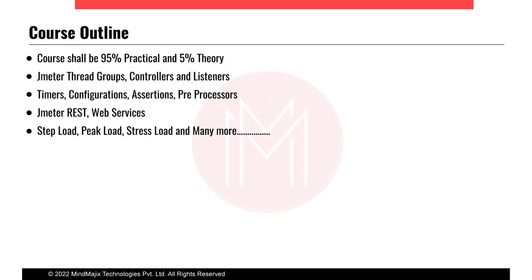So the course outline: this course will be 95% practical and 5% theory. You will be taught with 5% theory, the important concepts that you have to know for your interview questions, or some definitions you must know. Those will be in your theory, and 90% will be practical live sessions. Okay. Then we'll see a high level of what will be covered in the course.